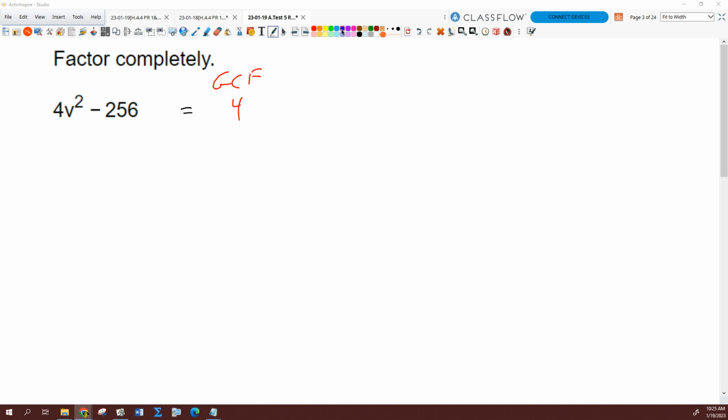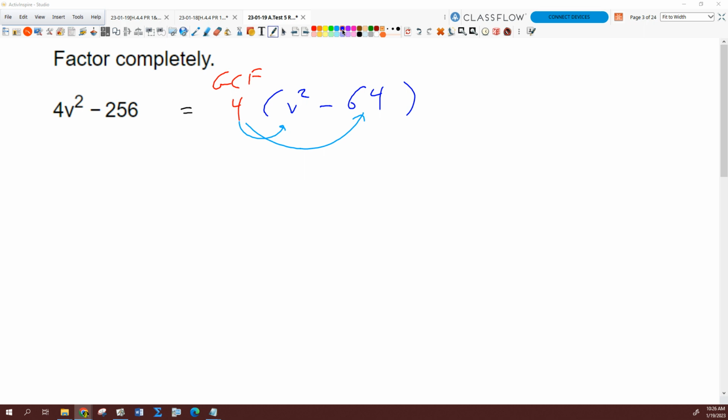If I undistribute a 4, what's left behind? 4 times what is 4v squared? V squared, yeah. And then 4 times what is 256? 64. Okay, that's good. There's one step. We factored it a little bit.